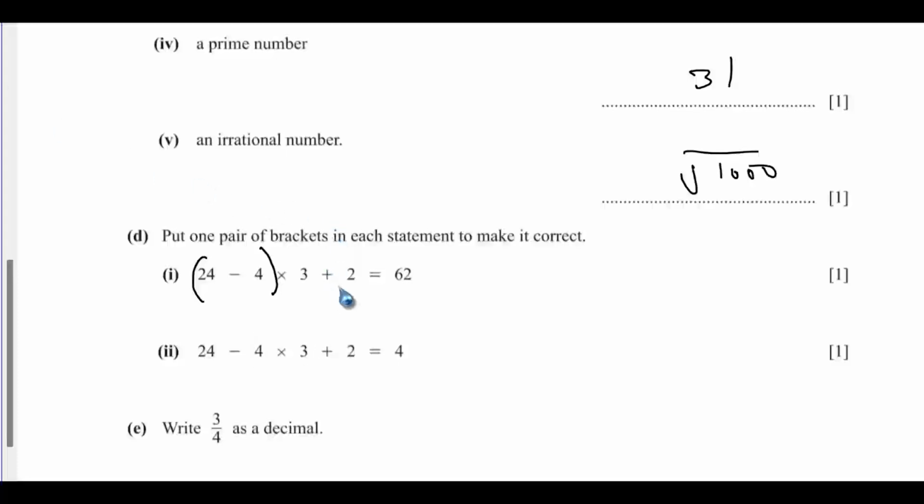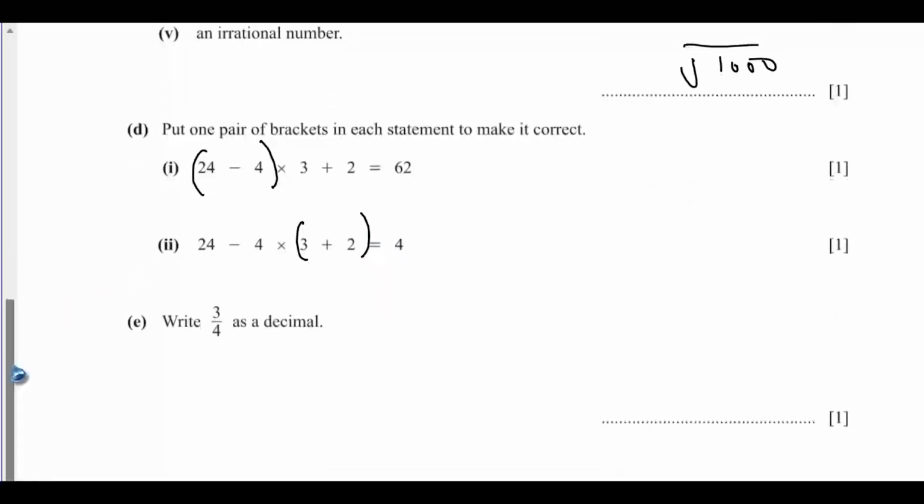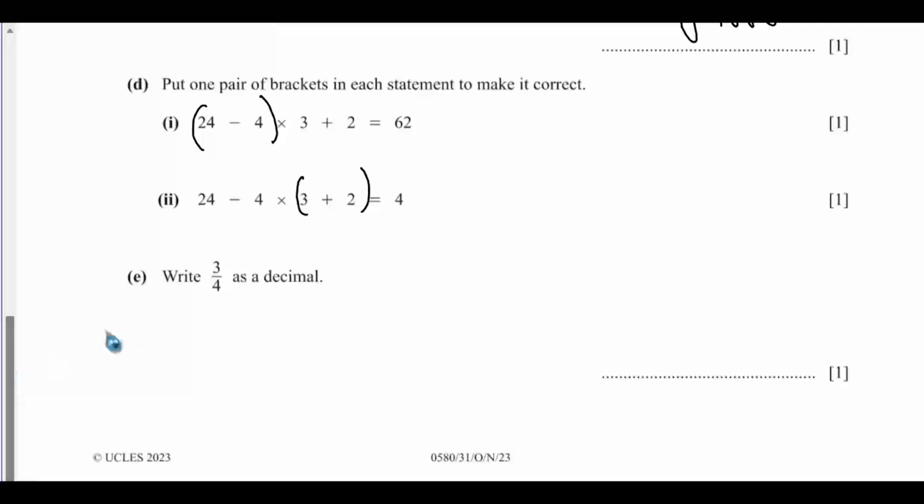So let's try another one. So let's try this and this. So this one will give me 3 plus 2, that will be 5. After that, I will do multiplication. 4 times 5, that will be 20. Then finally, I can do 24 minus 20, that will be 4. So this is correct.